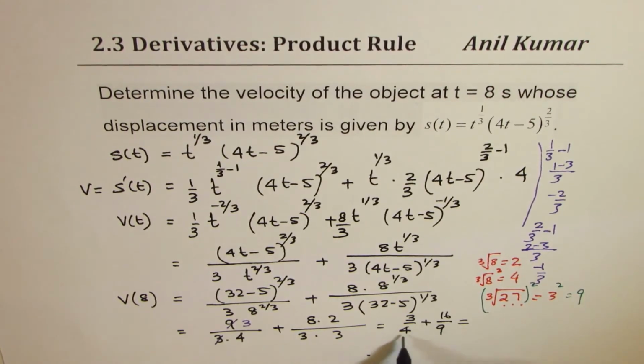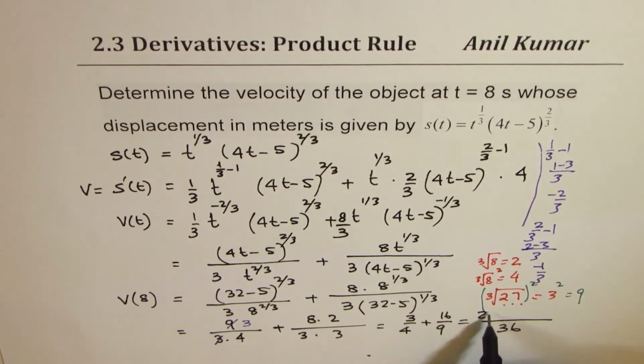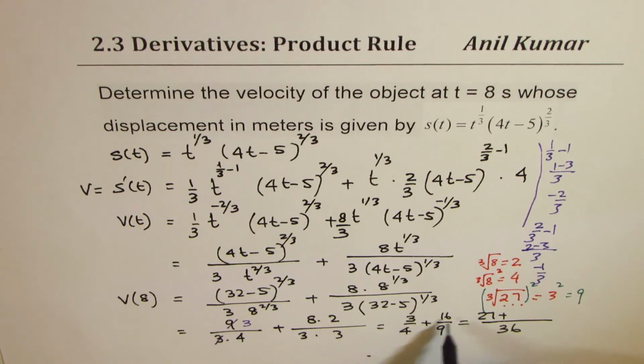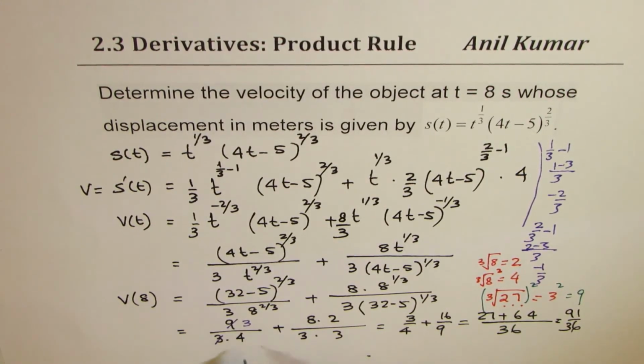So we have a common denominator of 36, and here we'll cross multiply. 9 times 3 is 27, and 4 times 16, 4 times 6 is 24, and 2 will give us 64, correct? Now when you add them up, you get 91 over 36. So that is what you get. So you can write down your answer.